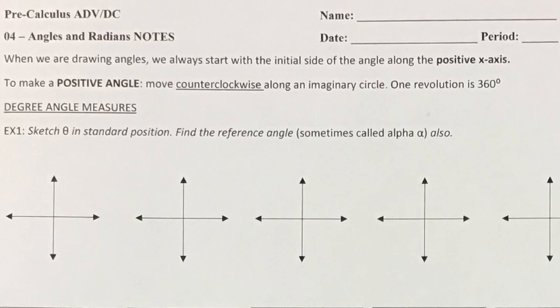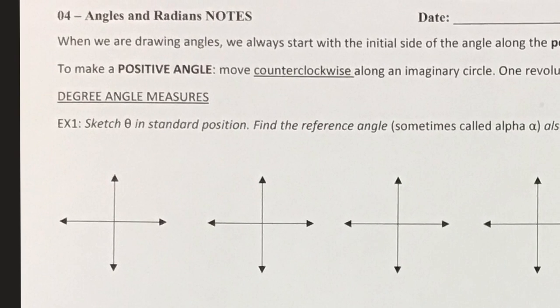Okay, in class today we're talking about angles and reference angles. Where it says radians, we're not going to do it in radians. We're really only going to talk about degrees today. So remember, a degree is defined as being 1/360th of a circle.